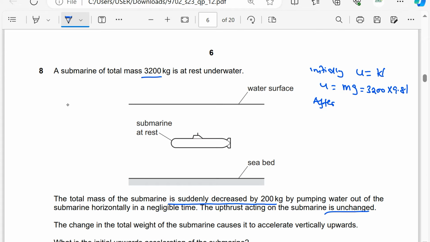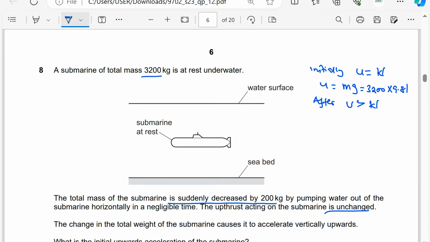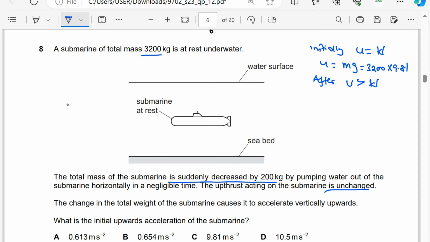So it means afterwards, upthrust is going to be greater than the weight because the upthrust is not changed, but the weight has reduced. So there's a resultant force upwards, and the resultant force F is given by mass times acceleration, which this time will be the upthrust minus the weight, because now the upthrust force is greater than the weight. When it is reduced by 200, the new mass is now 3,000 kilograms for the submarine.